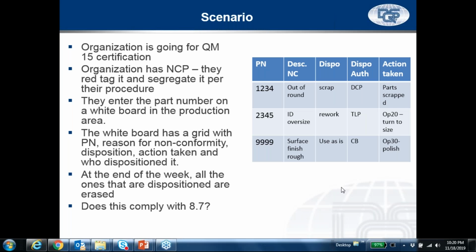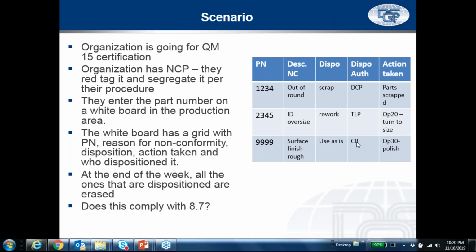So the answer is it depends. Really, this is less about 8.7 than it is about records retention. So in general, it's probably not going to comply. It depends on how they define the record, depends on what they said the record retention was. And what's really important, and I think some of you picked it up, was some of these dispositions, like this one in particular, is used as is.